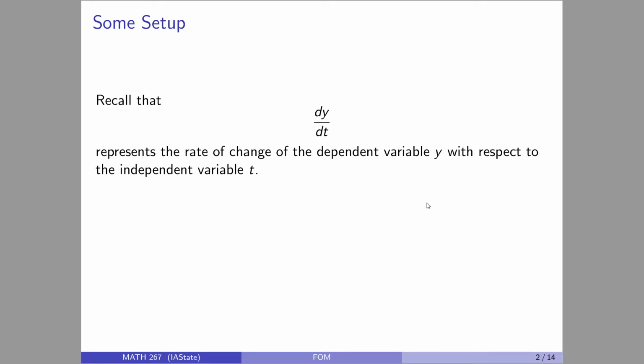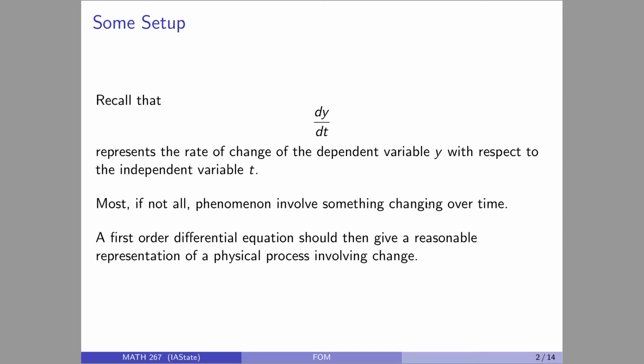Now, as we previously noted, pretty much any phenomenon involves something changing over time, whether you drop a pencil or you throw a ball. So that means a first-order DE should be a reasonable representation of a physical process that involves a change. Today we're going to investigate three physical phenomena where something changes over time, and we can set up a DE to help us model that behavior. Then we'll talk about the strengths and the weaknesses of these methods.